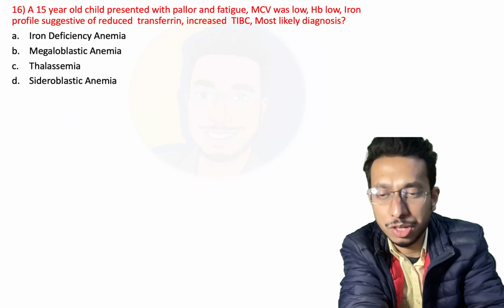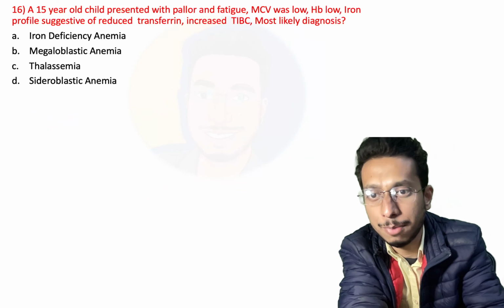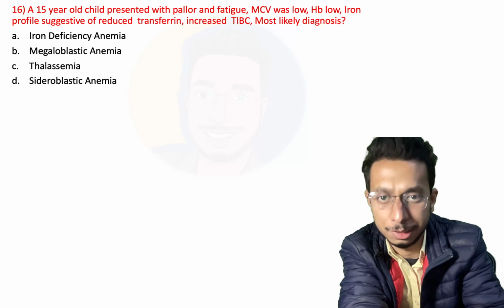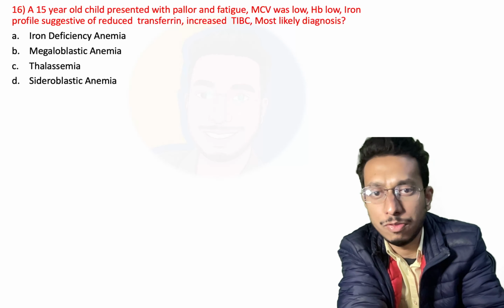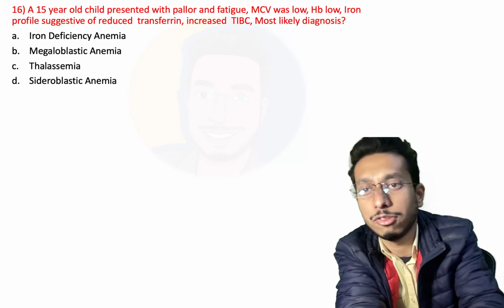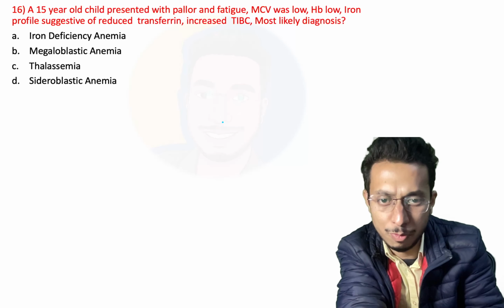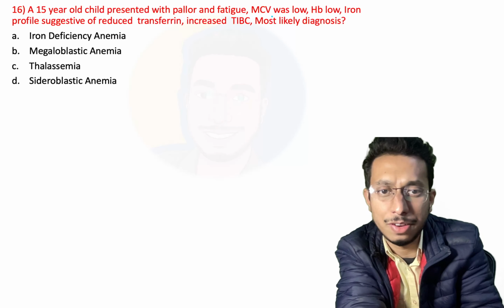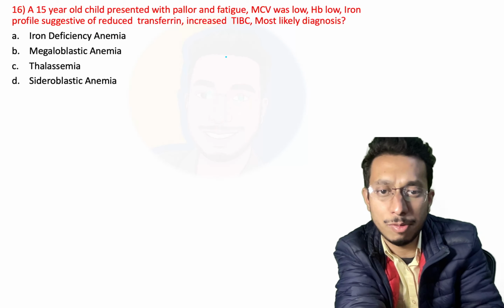So in the next question, it was saying about a 15-year-old child who presented with pallor and fatigue. MCV was low, hemoglobin was low, iron profile suggestive of reduced transferrin, increased TIBC, and most likely diagnosis. So this is a very straightforward table-based answer. So here we have pallor and fatigue and low MCV. So what are the differentials of low MCV?